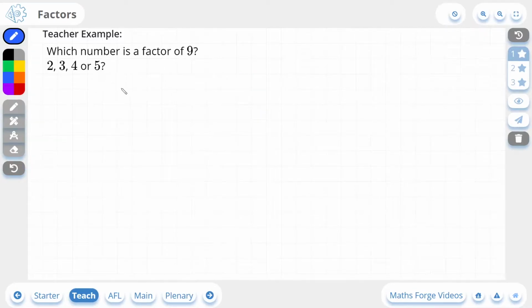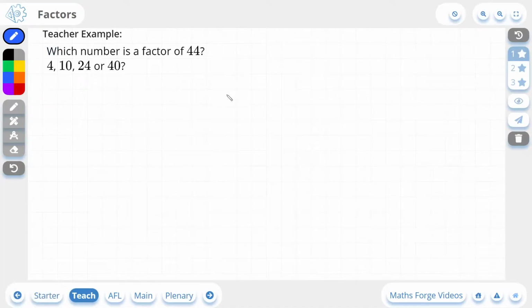So let's answer the question. Which number is a factor of 9? 2, 3, 4, or 5? Well, I know that I can multiply 3 by 3 to get 9, but I can't multiply 2, 4, or 5 by any number to get 9. So I'm going to go ahead and say I think 3 is a factor of 9. So the answer is going to be 3. Let's check our answer. There it is.